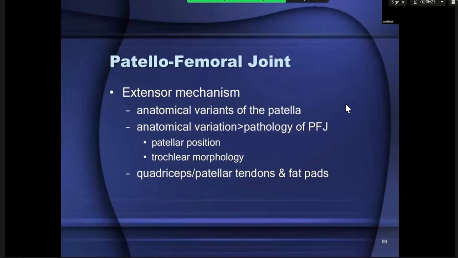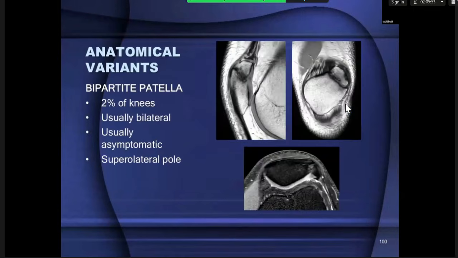Very important to be aware of the normal anatomical variants of the patella. They can be important pitfalls. Important to understand the anatomical basis of the pathology of the patellofemoral joint in terms of patellar positioning and the trochlear morphology. And important to understand the importance of the quadriceps tendon, patellar tendons, and the anterior femoral and knee joint fat pads. So I'm going to briefly cover all of these areas.